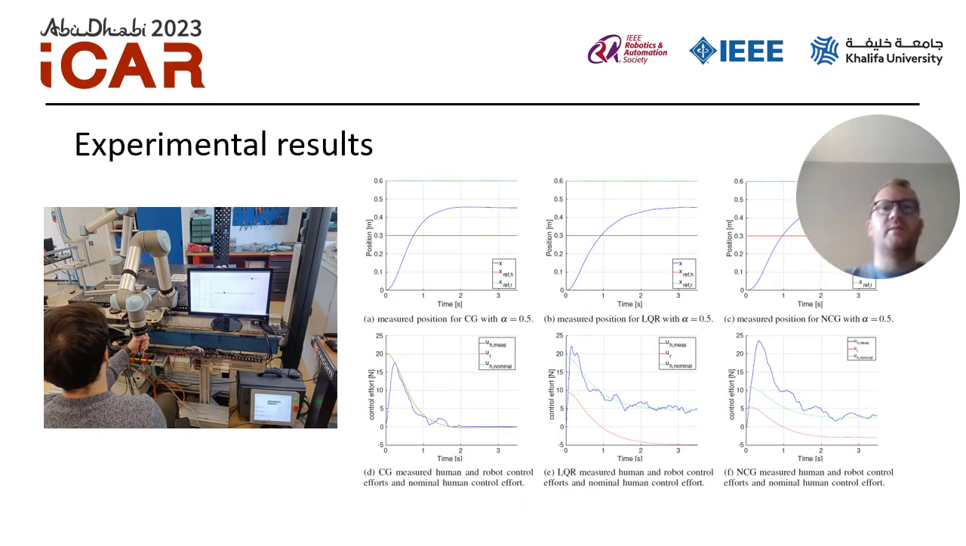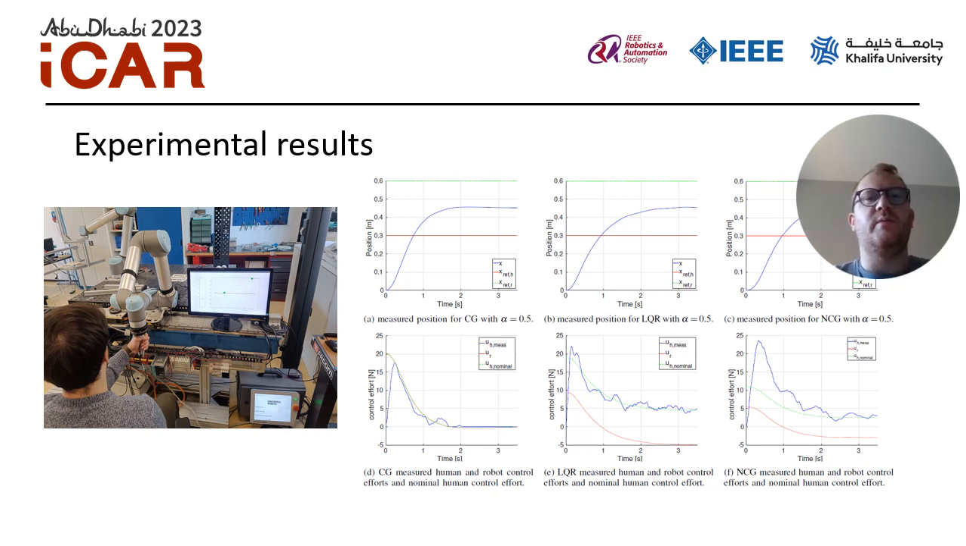We also performed an experimental test. The setup is visible on the left, with the human grasping the robot at its tip and the target shown on a monitor. Both have to reach a specific target that is different. The human only knows his own target and the agreement parameter alpha. On the right, there are some results visible.